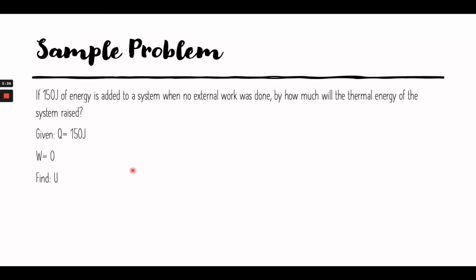For what is asked in the problem, we have the change in the internal energy of the system. And to solve that, we need our solution, which is delta U equals Q minus W. And we simply substitute. And that would actually give us 150 joules. This is actually the change of the thermal energy in the system.